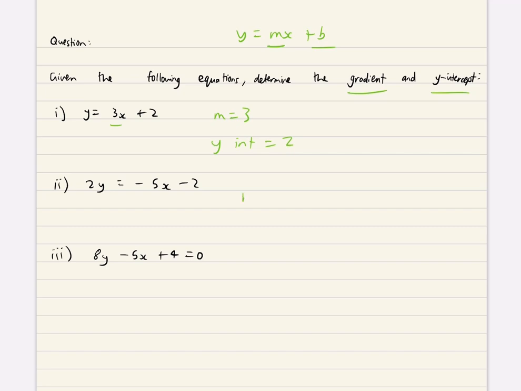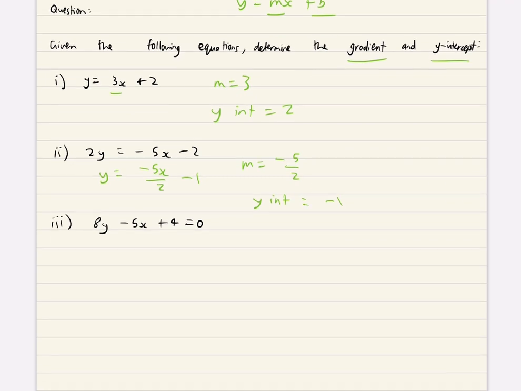If we look at the next example, what's the coefficient of the x? Now, you might think it's negative 5, but be careful because in this case, and in the third case, y is not the subject. So the first thing we need to do is write y as the subject, and if we do that, we divide everything by 2, and we're going to get that. So therefore, now your coefficient of the x is not negative 5, it is negative 5 over 2. So that is our new slope. And our y-intercept is simply our constant hanging on the end, which now is negative 1. Not negative 2, it's negative 1 now, because we've divided everything by 2.